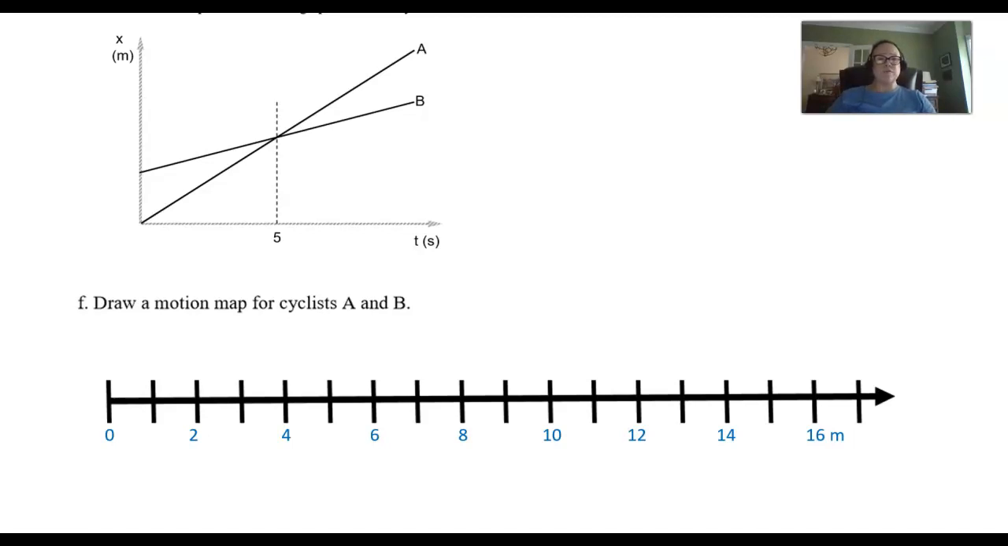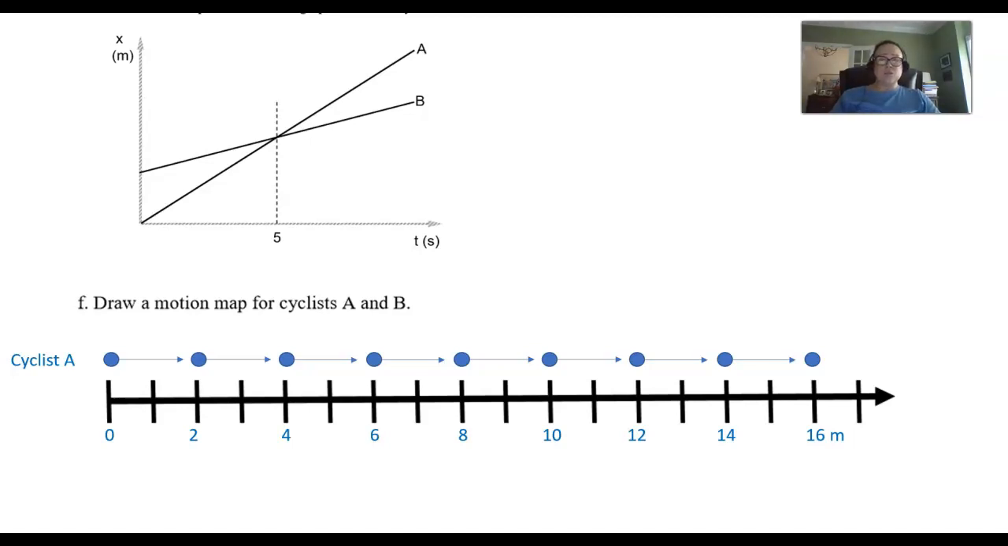Okay, so for cyclist A, my first dot goes at position 0. The next dot for time 1 will go at position 2, and every second cyclist A's position should be increasing by 2 meters. And so I end up with a motion map for cyclist A that looks like this. The dots, which are showing position, are spaced 2 meters apart. The velocity vectors, those are the arrows, are pointing to the right because A is moving in the positive direction. And all of the arrows are the same length because A is moving at a constant speed.